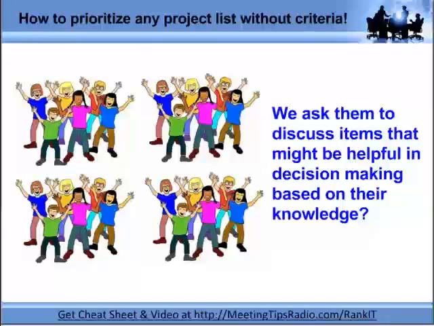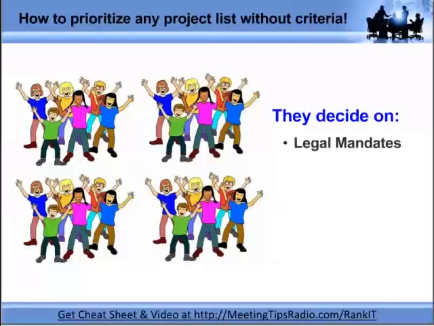Okay, so we start out in the meeting. We ask them to discuss some of the items that might be helpful in their decision making based on their knowledge. So again, bear with me. Pretend we've gone through the agenda. We told them why they're here. We told them why they're not. We're getting to the point now where we're starting to have some discussion, and we want them to just start talking about some items that might be helpful in their decision making, right?